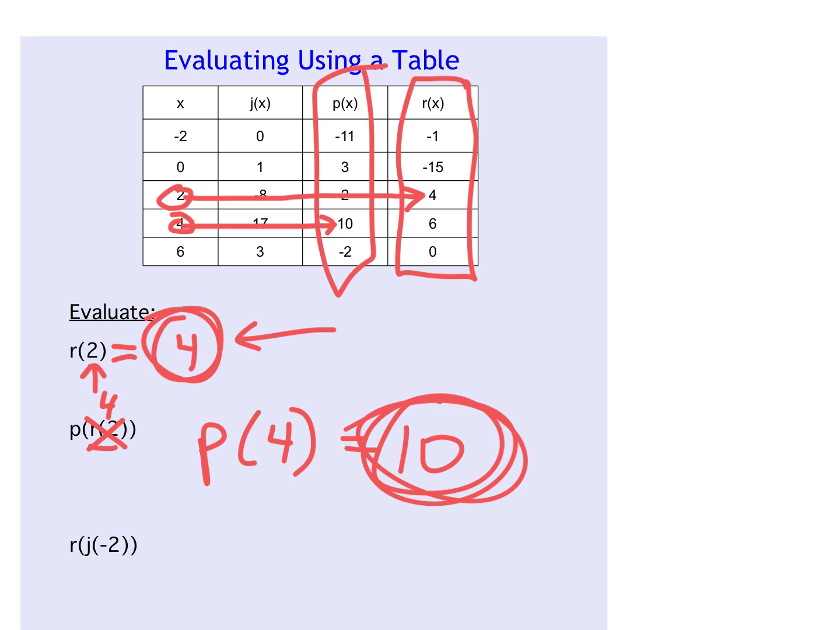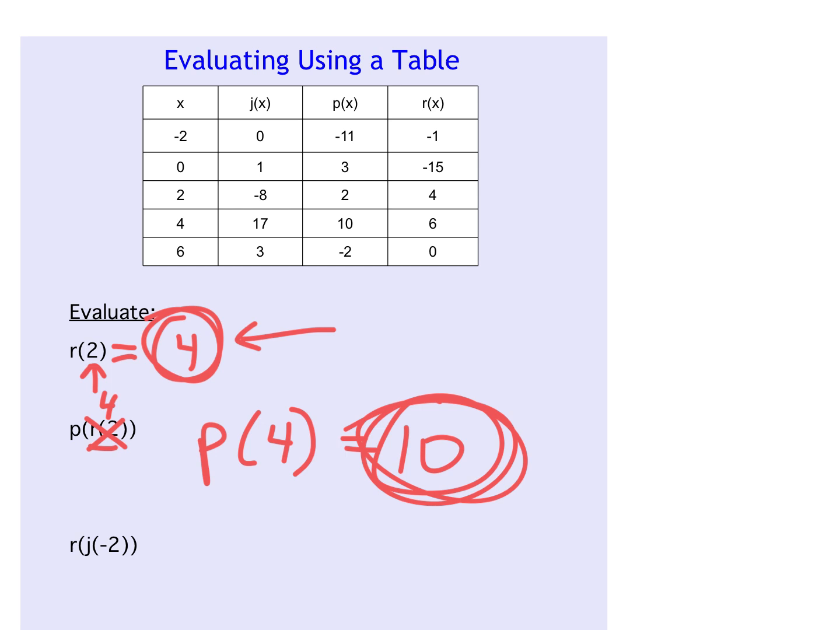Without my help, figure out R of J of -2, that last problem. And then it'll be a nice simple answer like 7. And then compare it with the kid next to you. But wait till they're done. You can just ask them, are you done?